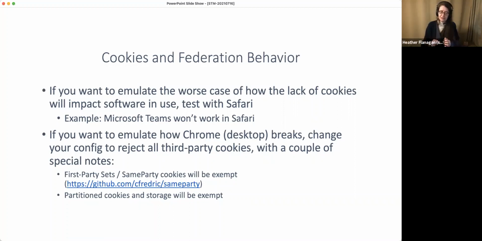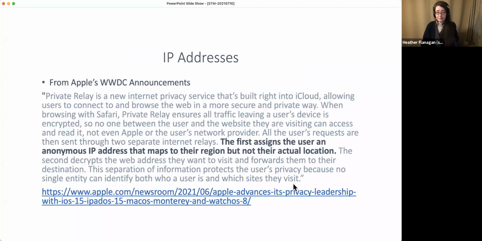There are some exceptions of stuff that Google is testing out, things called first-party sets or same-party cookies, partitioned cookies. There's a lot of weird little technical gory details that they're messing around with to see, well, if we categorize cookies this way, would that be better? What if we did it that way? Would that be better? So they're figuring it out even as I speak.